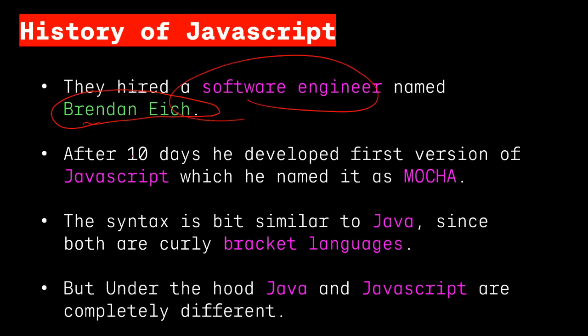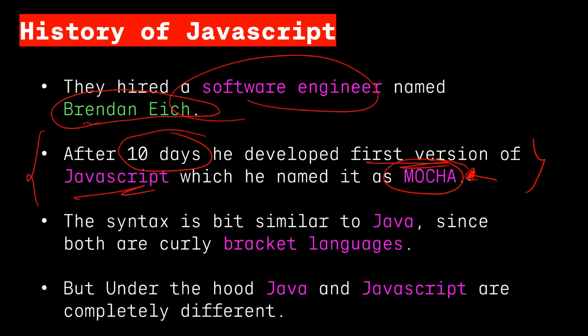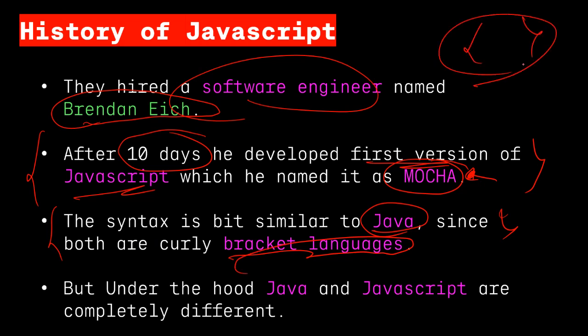He's a software engineer. Okay, and this person was crazy enough that in 10 days, he created the first version of JavaScript and he called it Mocha. Mocha is the name of the programming language when he created JavaScript. Okay. And the syntax of Mocha is very similar to that of Java, since both of them are bracket languages. If you noticed, I've used a lot of curly brackets when I started writing code in JavaScript a few minutes ago. In Java also we use curly brackets.